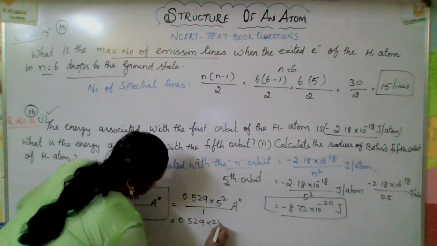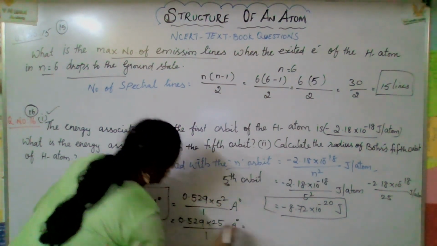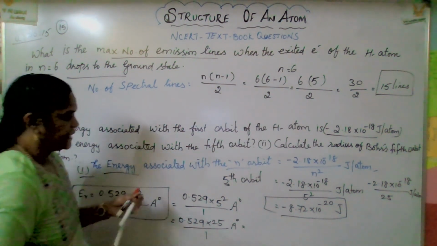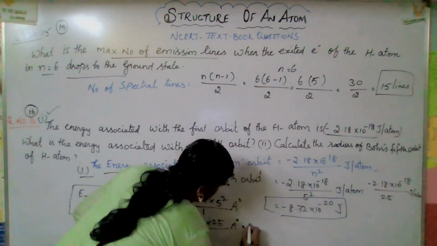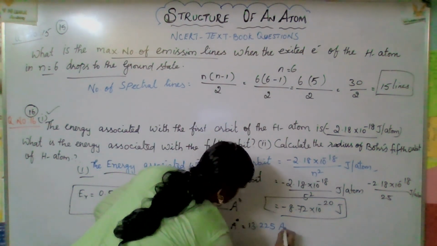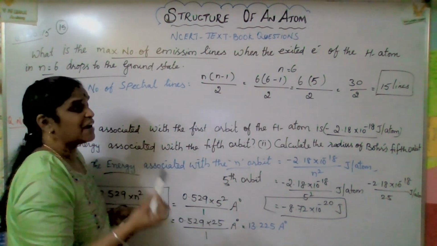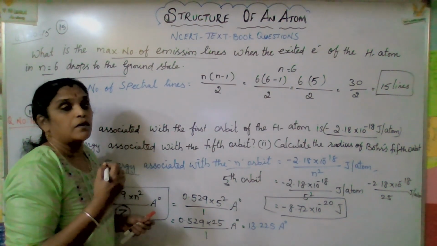0.529 into 25 divided by 1 Armstrong. So you will get the answer. Is it visible? Yes, you will get the answer here, 13.225 Armstrong, right?